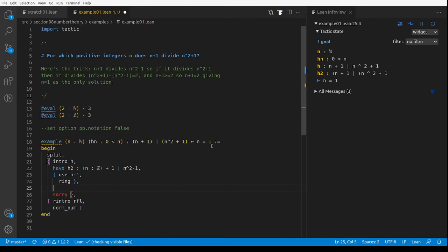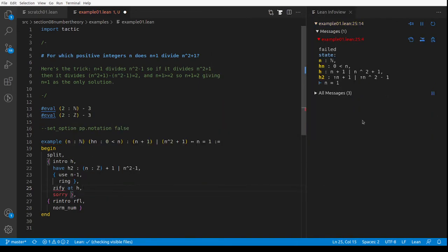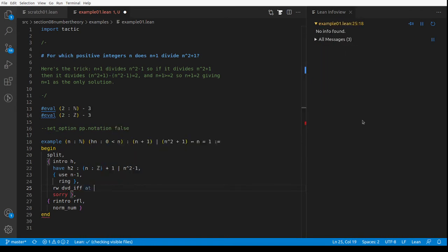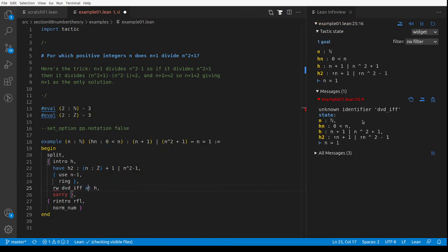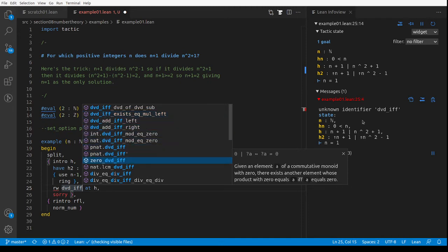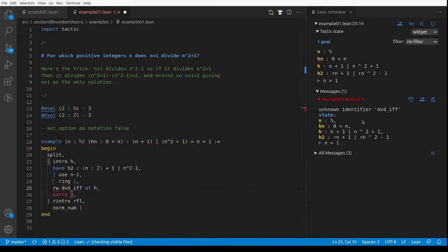So now I've got to try and figure out how to change this. It's a great shame I can't zify at h. That really doesn't work. Failed. So what about rewrite divide? I just want the definition of divide. Oh no, this is all kind of hopeless.